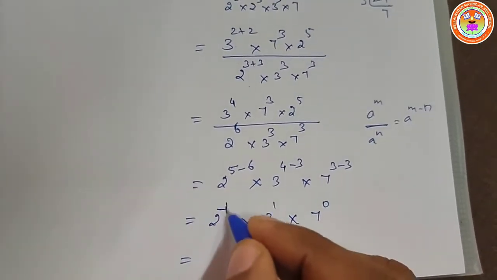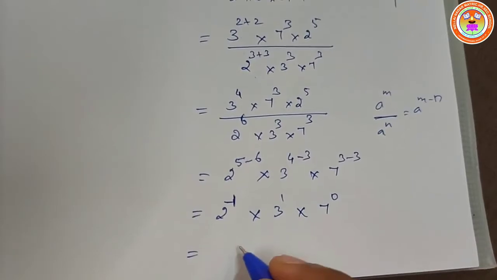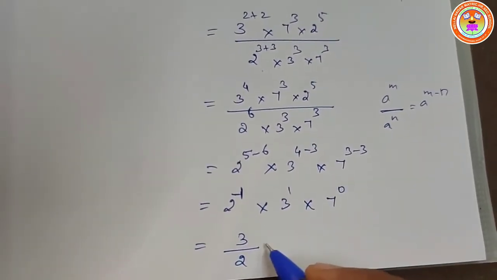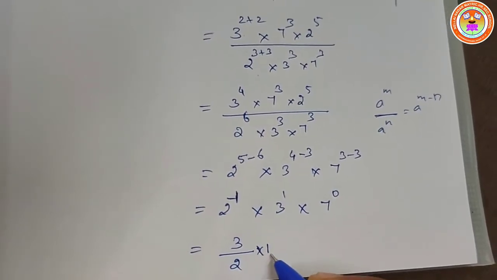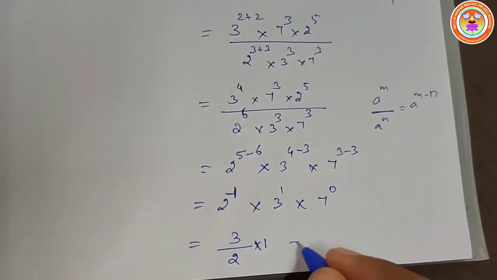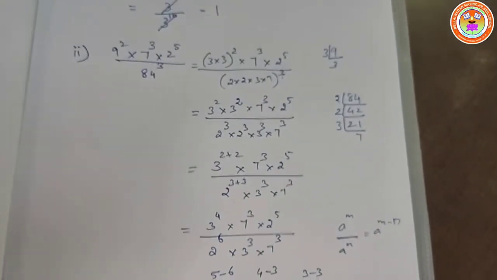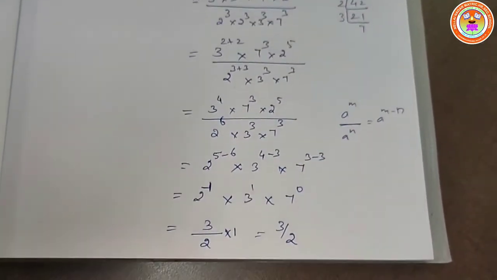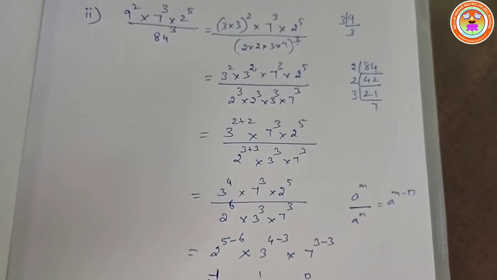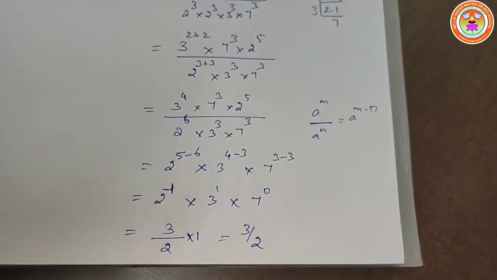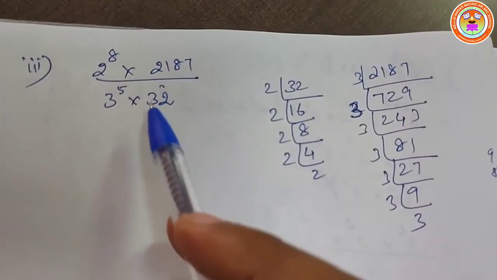Since it is negative, you can put it in the denominator. So 3 by 2 into 1. Since 7 power 0 is 1, 3 by 2 into 1 is nothing but 3 by 2. Copy down, children. This is also an important 5 mark or 4 mark question. They can ask it in the 4 mark or in the 5 mark question. Copy down, children. Now we will move on to the third subdivision.